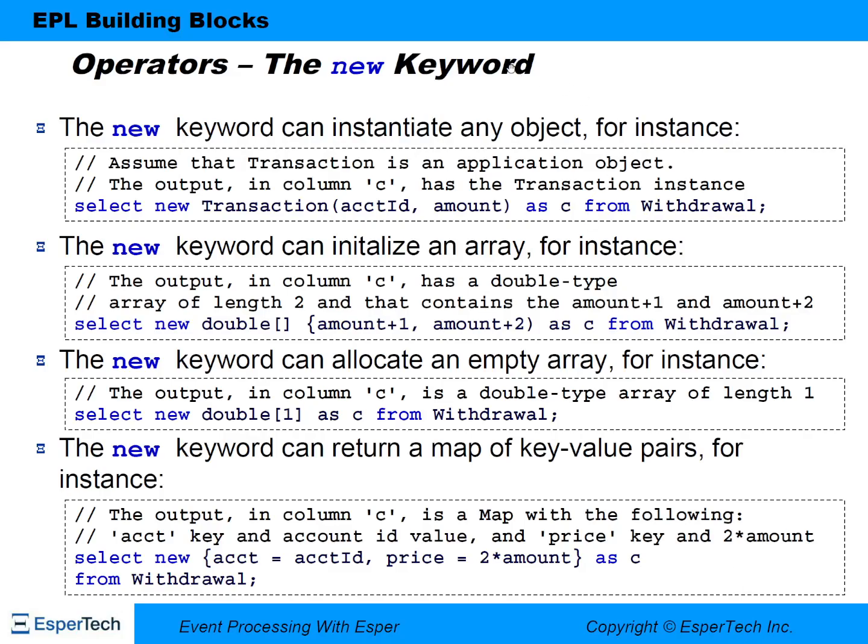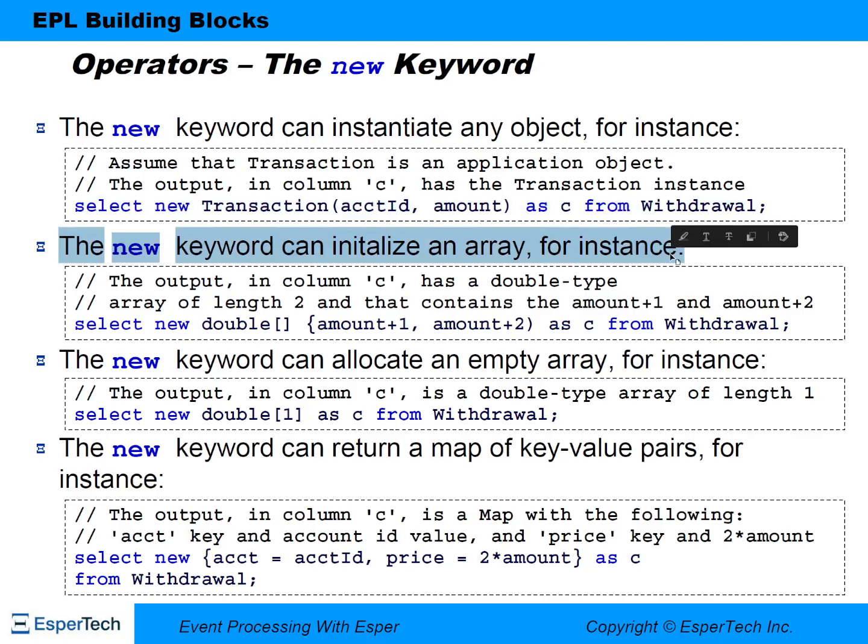This slide discusses the new keyword. The new keyword can instantiate any object, for instance. Assume that Transaction is an application object. The output, in column C, has the Transaction instance. Select new Transaction, parenthesis, accountId, amount, as C, from Withdrawal.